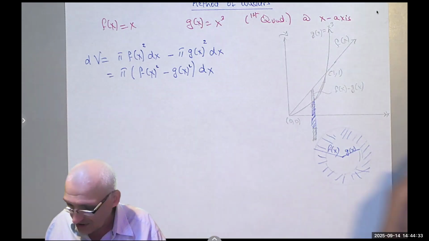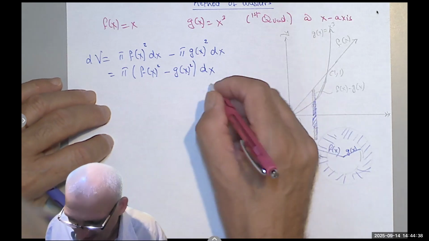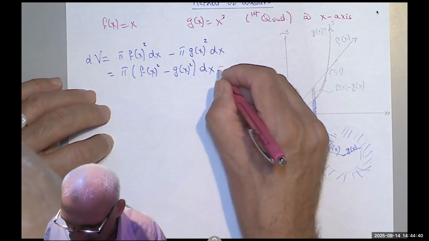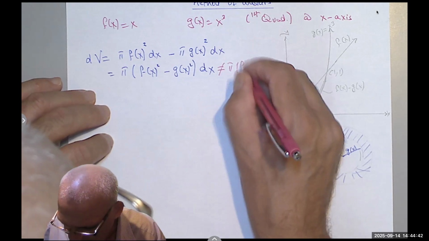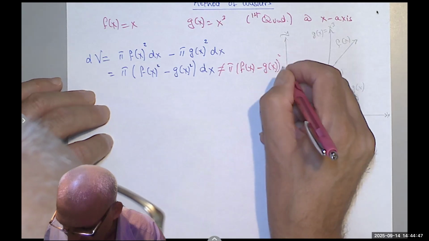A word of caution. Many students, hopefully not you, would say it's pi times f of x minus g of x, quantity squared, dx, when they write it quickly.